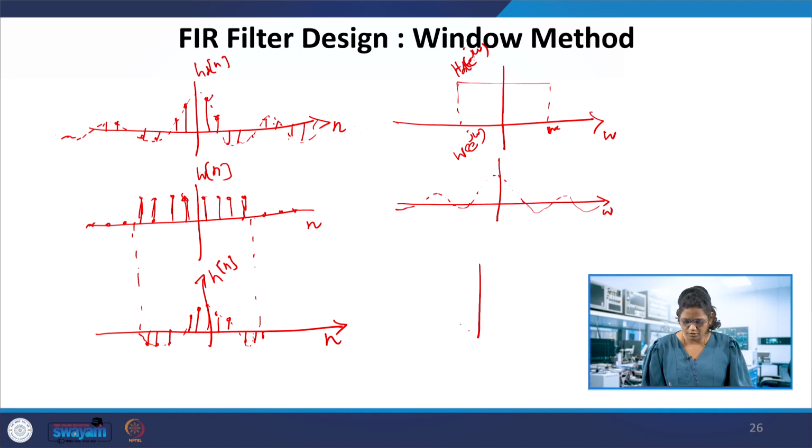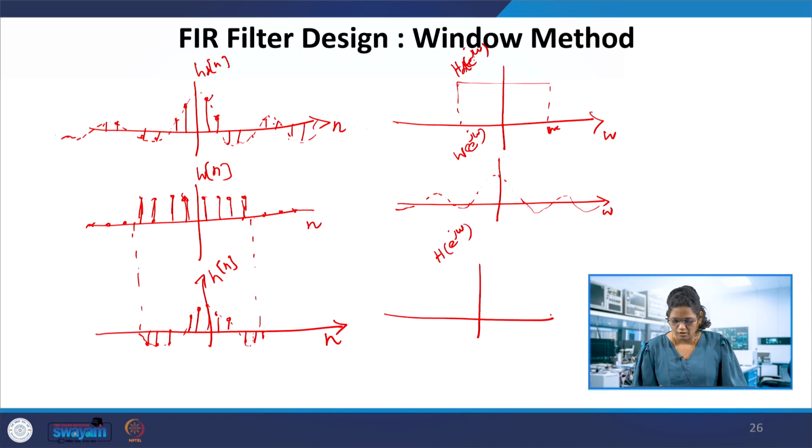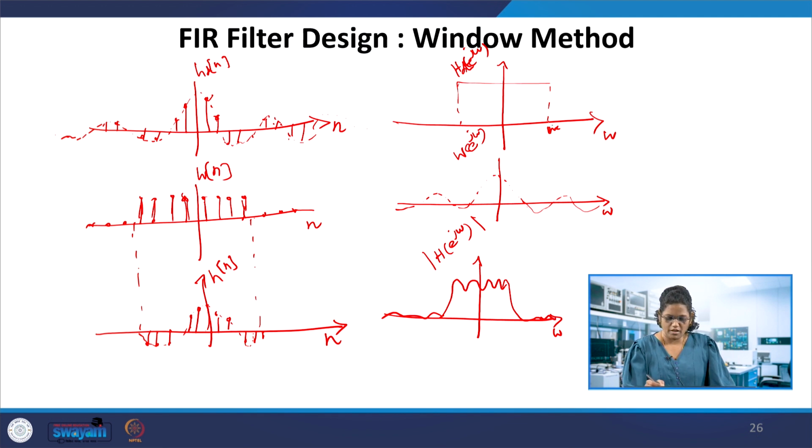in a sinc function. So if you convolve the two, we get H of e power j omega, where this is the desired one. When we convolve the two, the convolution operation results in some ripples, and then we have this filter. So it won't be like the desired, ideal one. Because of the truncated coefficients, you have this equivalent in the frequency domain. The filter characteristics would be this.